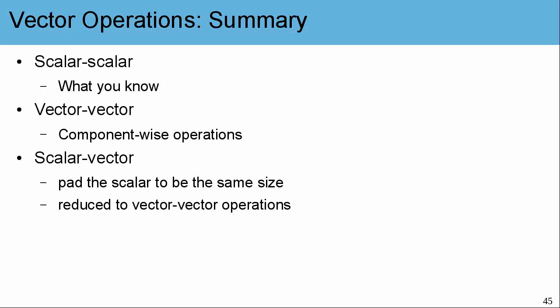So let's summarize vector operations here. You can have scalars and scalars operating together. We know that. Vectors operating on vectors, which is done component-wise. And when you have a scalar and vector working together, you're going to pad the scalar out to be the same size. And then it's something we already know. We just go ahead and use vector-vector operations.